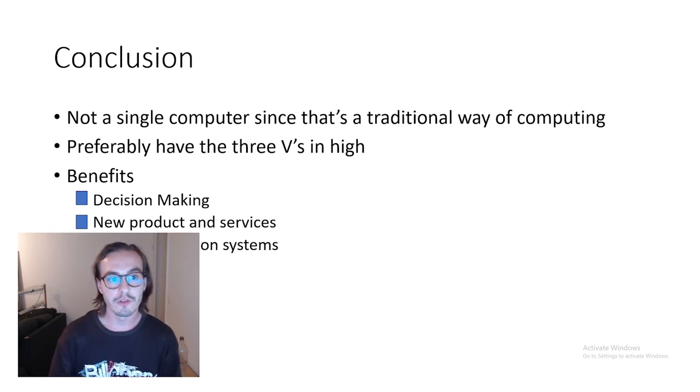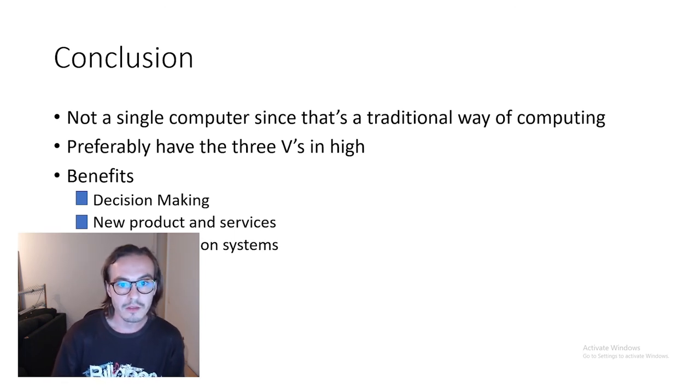So as a conclusion, if it's not too big for a single computer, then it would be a traditional way of computing, and then it's not big data. You preferably would have the three V's as high. You have some benefits in decision making. You could find new products, and you, for example, have recommendation systems and many more.